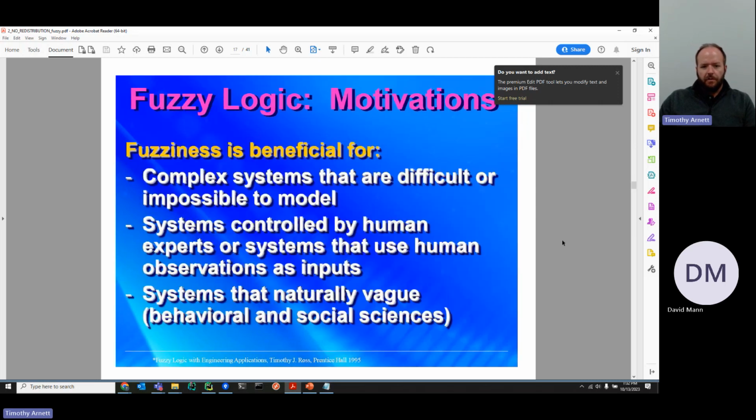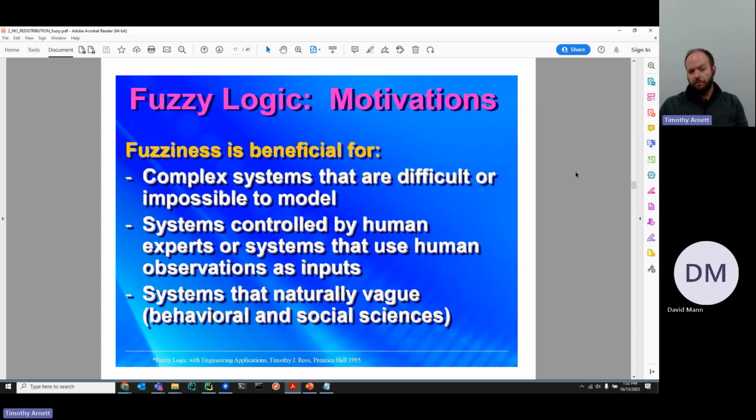I'm going to skip over this slide. So why is it beneficial? Well, fuzziness in general is beneficial for complex systems that are difficult or impossible to model. Models are almost always very high precision representations of your system. Well, they don't have to be, but being able to reason about the things that are happening within the system is useful, even if it's difficult or impossible to model in a traditional way.